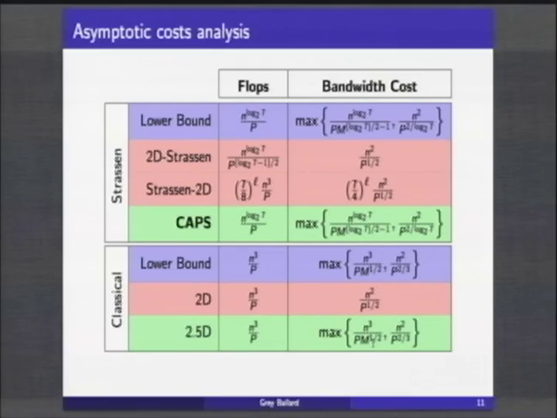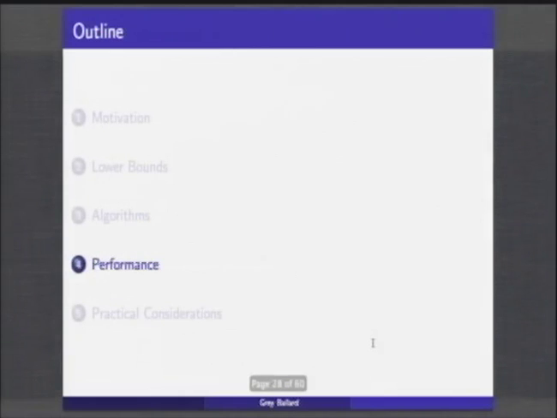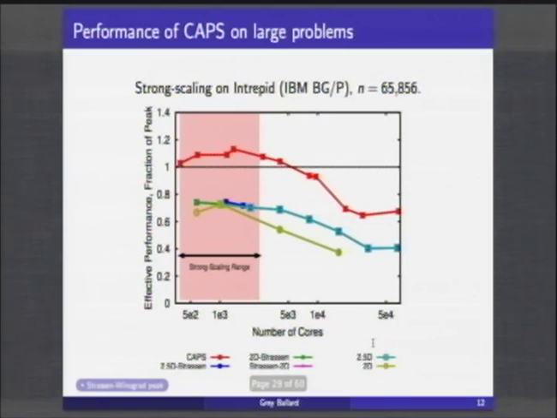Okay, so that's the theory part, and now I want to get to some performance data. We wanted to run these on big machines, very, very highly parallel. And so we ran on a couple of different supercomputers. This plot is a strong scaling plot on IBM BGP. And so let me try to help you digest it a little bit.